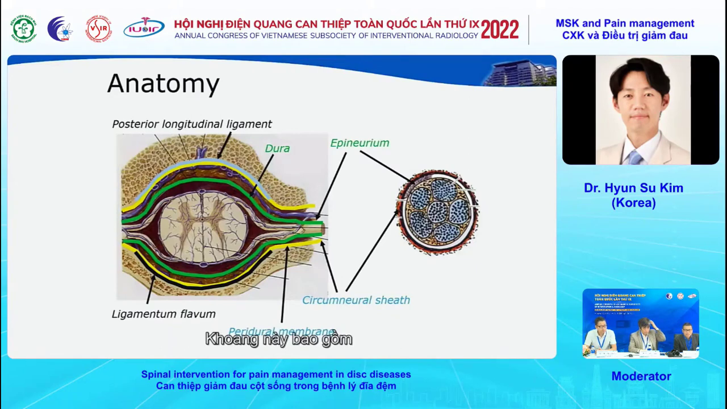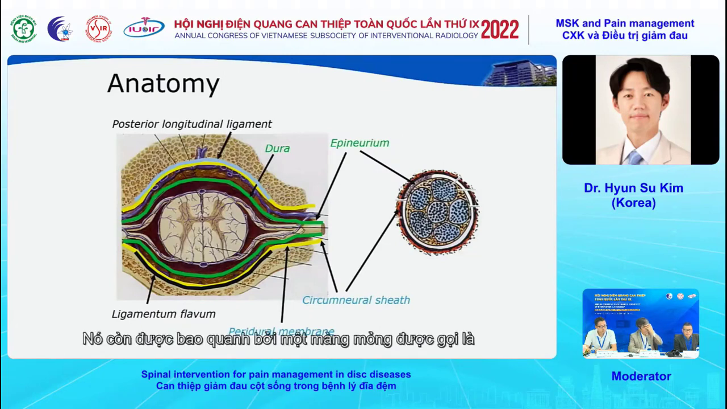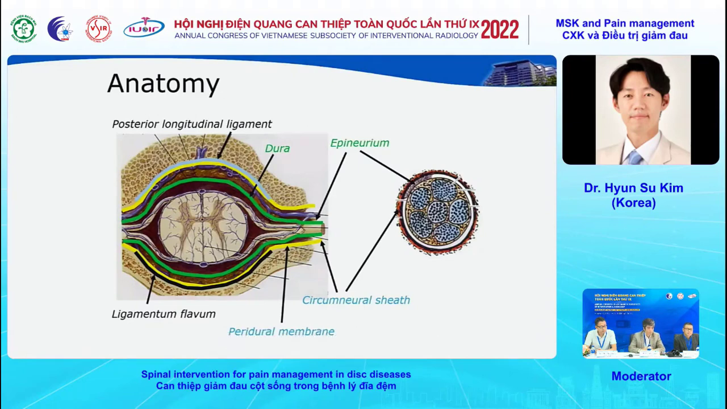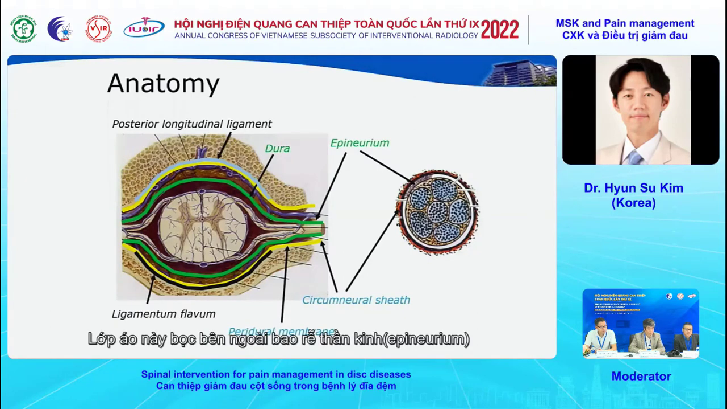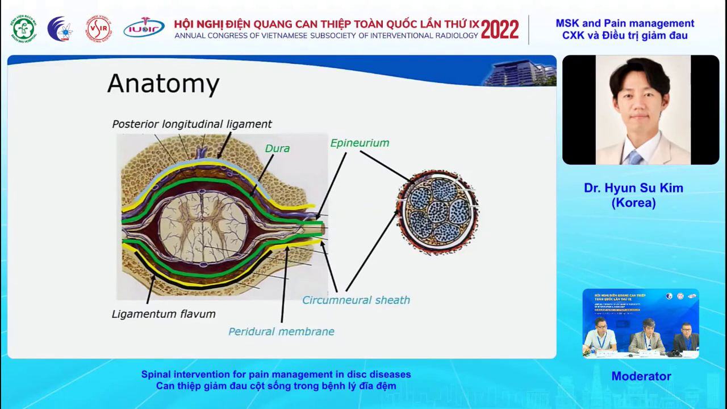The epidural space contains fat, venous plexus and lymphatic vessels, and is surrounded by a thin structure called the peridural membrane. This structure is continuous with the circumneural sheath that surrounds the epineurium of the nerve root. The dura, on the other hand, is continuous with the epineurium of the nerve root.